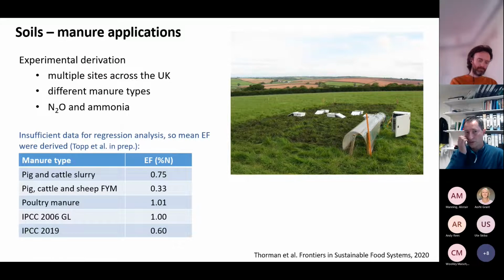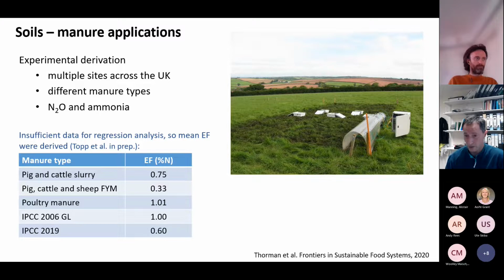So moving on to manure applications to land. Essentially we did the same thing, lots of experiments with manures, but not as much data as we had for fertilizers. But we tried to cover the different representative soil and rainfall climatic types across the UK, looking at different manure types, so pig and cattle slurries, farmyard manures, and poultry manures being the main categories there.